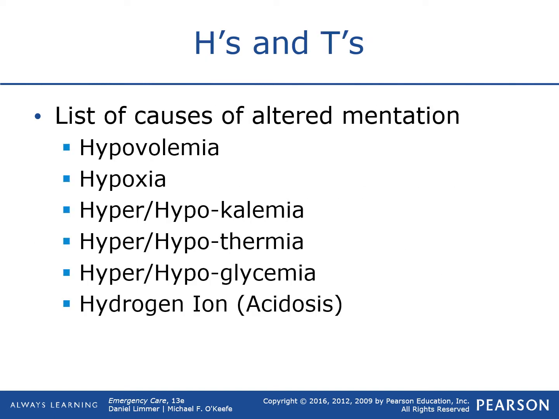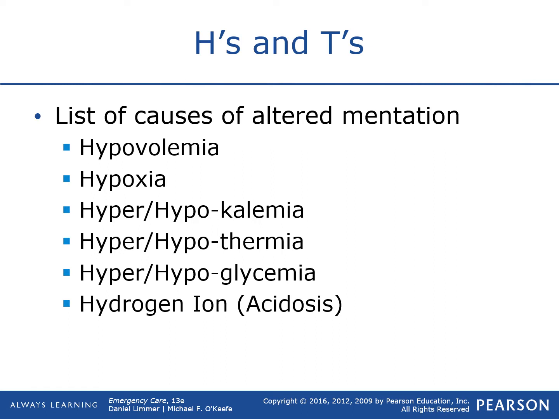So your causes of altered mentation, we commonly refer to them as your H's and T's. The H's are words that start with H and T's are words that start with T. So some causes that we go through, and as you can see, it's a very extensive list, which is why we really hope that your assessment can help rule a lot of these out. And a lot of these can be ruled out very quickly.